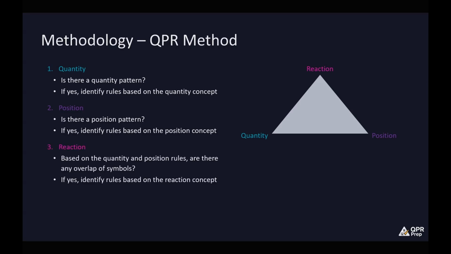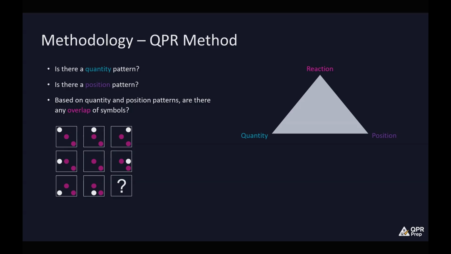The reason for always starting with quantity and position is that the reaction concept is dependent on there either being a quantity pattern or a position pattern. In the QPR method, there cannot be a reaction pattern without quantity or position. And to correctly identify the reaction rules, you need to first know the quantity and position rules.